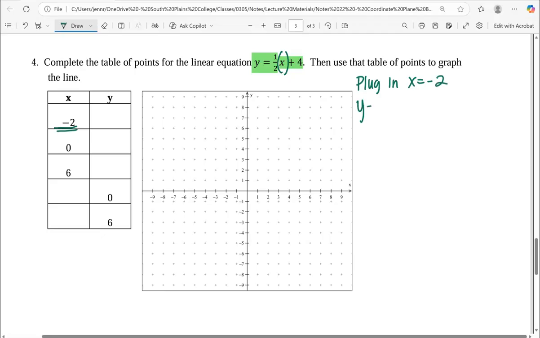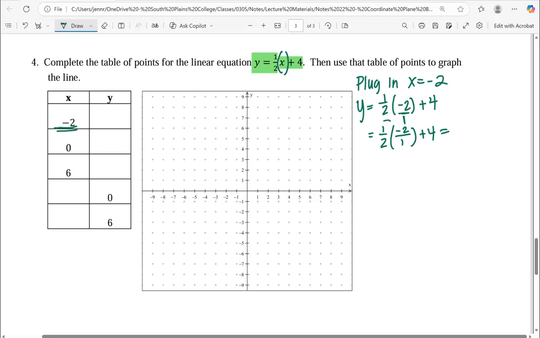When I do that, y equals 1/2 times -2 plus 4. Please be careful. How do I multiply fractions? Well, I take my whole number and put it over 1. So I have 1/2 times -2 over 1 and a plus 4.